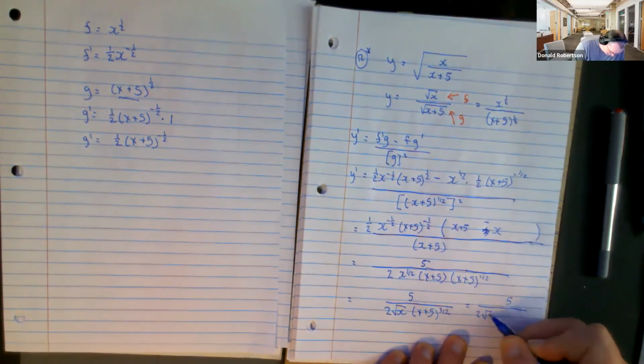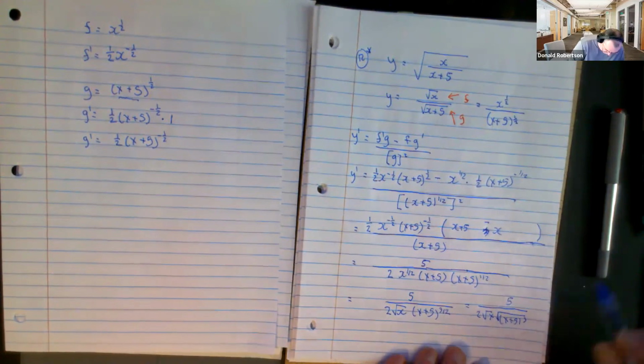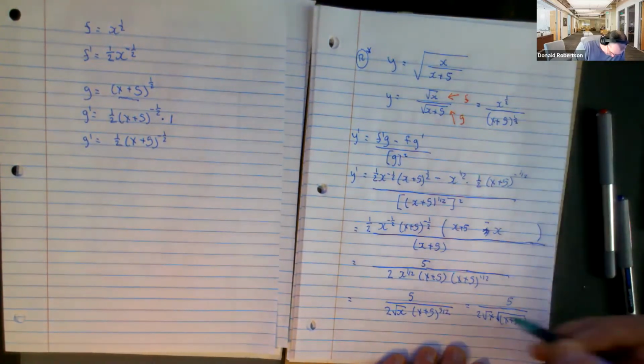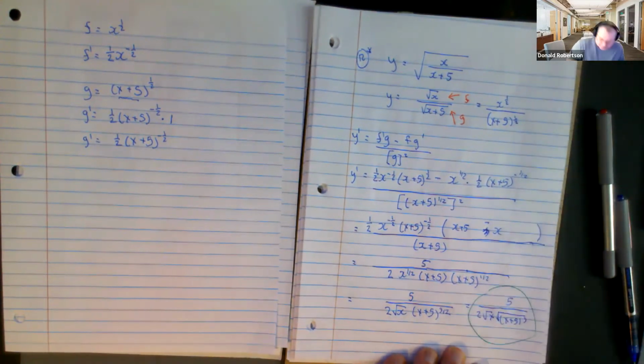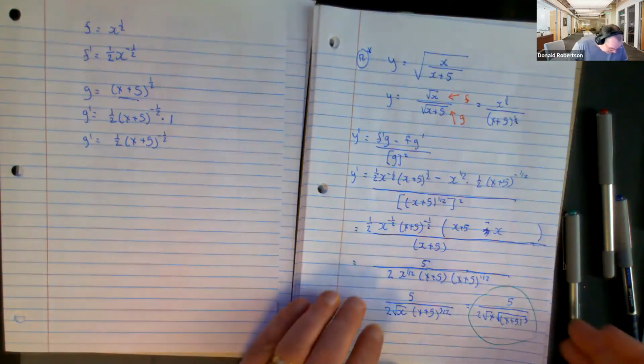2 square root of x. 3 halves is a square root of x plus 5 cubed. That's our answer. I don't know, 80–90% of the work we did here was not calculus. It was pure algebra, factoring weird powers, combining terms, making them look pretty.